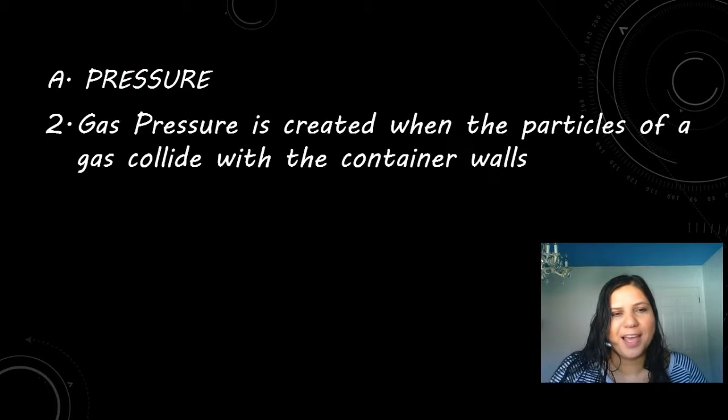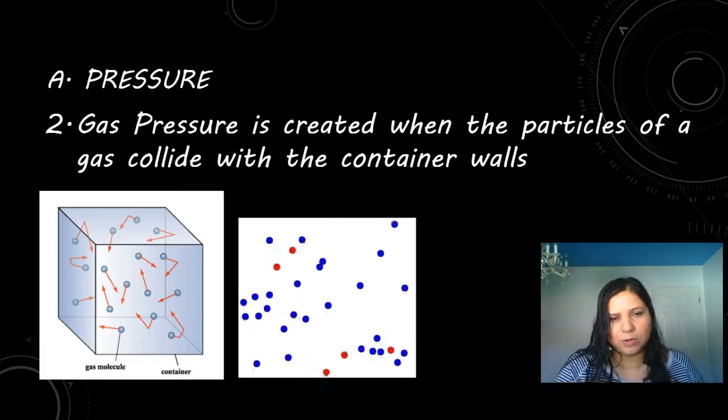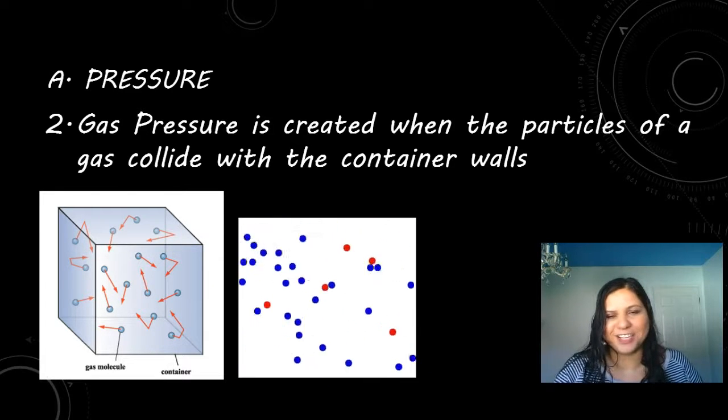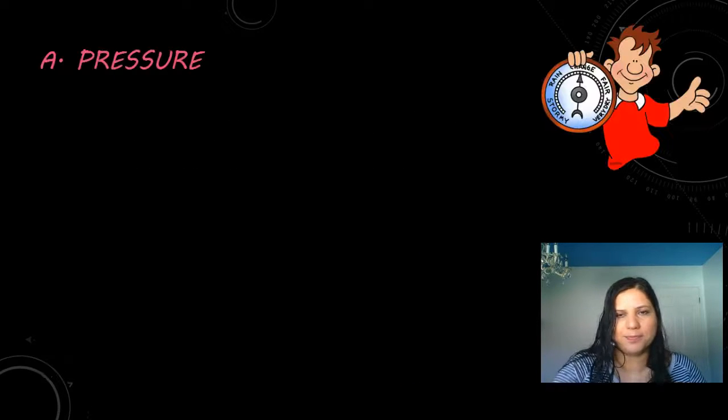All right, so here we go. More specifically, we need to know about gas pressure. So how is gas pressure created? Well, it's created when the particles of a gas collide with container walls. So this just means all those gas particles are moving around, and when they hit the walls of a container, they create a little force, and that force we call pressure. There's a picture of gas molecules moving around, and the pressure is created once they hit the container. Not when they're hitting each other, but when they're hitting the sides of the container.